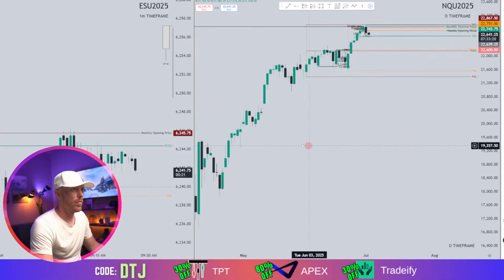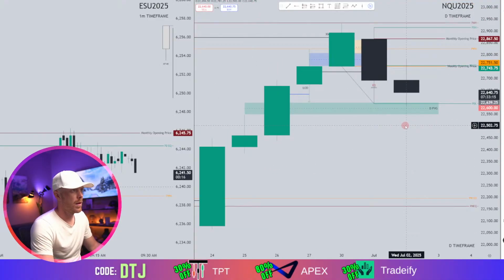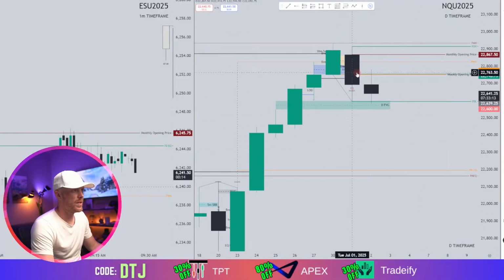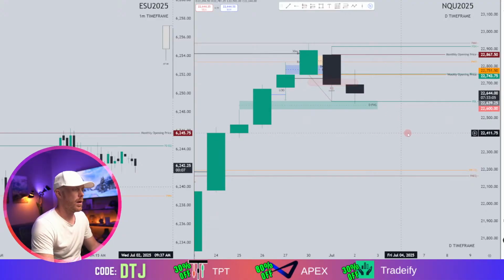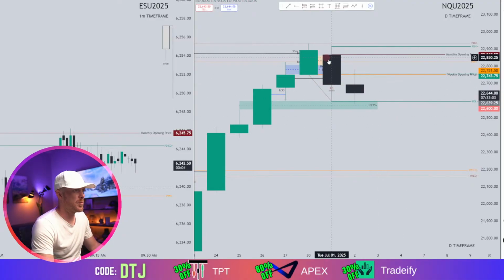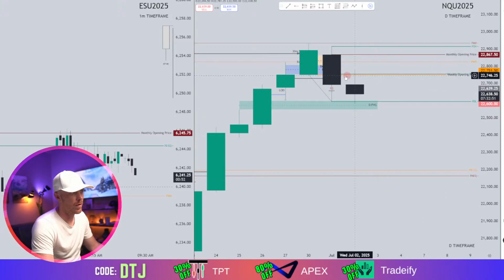All right, so from the daily perspective, we've displaced and closed below this candle here. So from a daily perspective, as long as we stay below the midpoint, that's as high as I want to see it go. I don't want it to go above the weekly opening price or the previous day equilibrium. They're overlapping with each other. So as long as that happens, we should see lower prices.